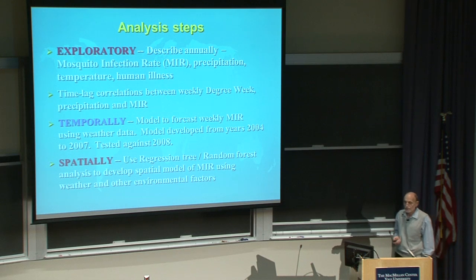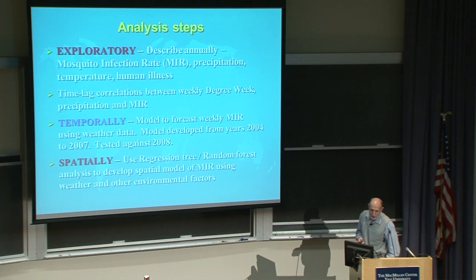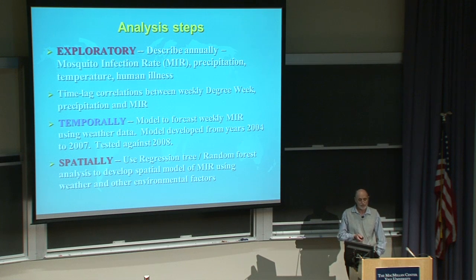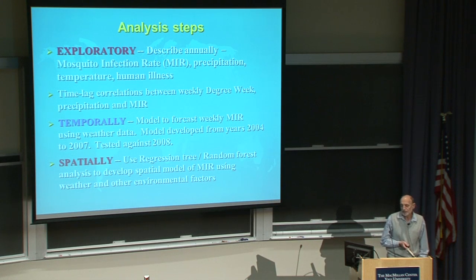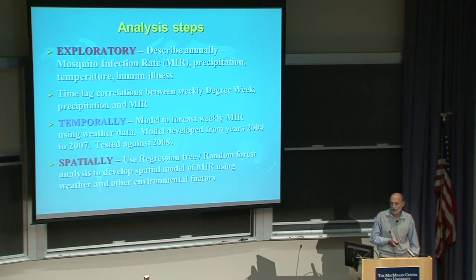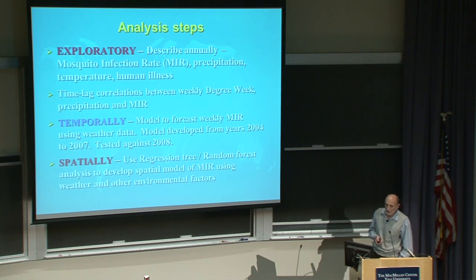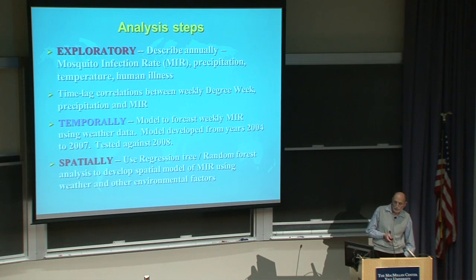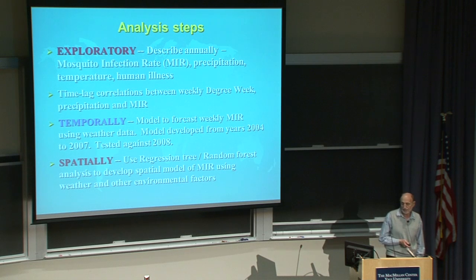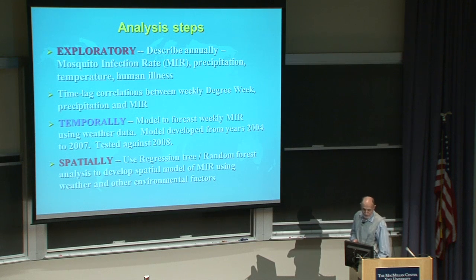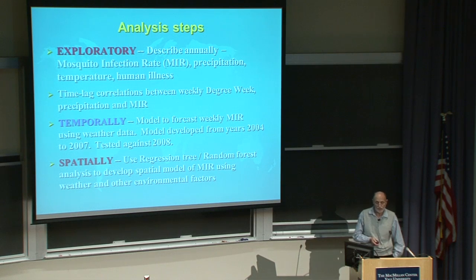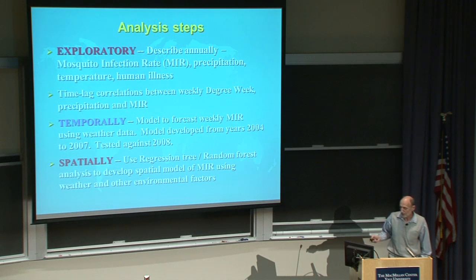So we did an exploratory analysis describing the mosquito infection rate and the risk factors, precipitation and temperature. We tried to calculate time lag correlation between degree week, precipitation, and the mean infection rate. Then we developed a temporal model to forecast the weekly MIR using weather data, using the years 2004 to 2007 and tested it in 2008, and again more recently. And then spatially, we used regression tree and random forest analysis to develop a spatial model of infection using weather and other environmental factors.